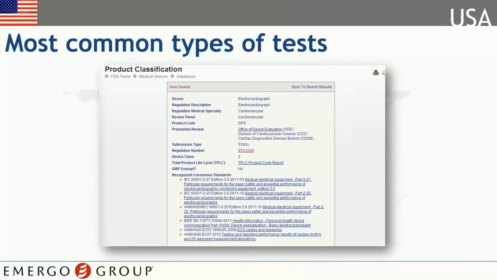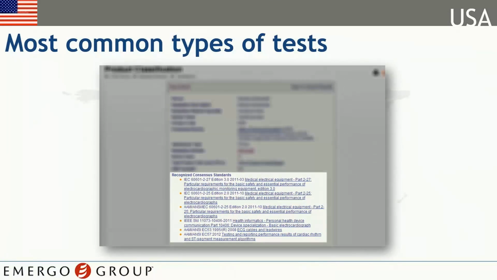If you'll recall, back on FDA's product classification page, there's a Recognized Consensus Standards area. That section lists the international testing standards acceptable by the FDA. This might come in handy when conducting your own tests.